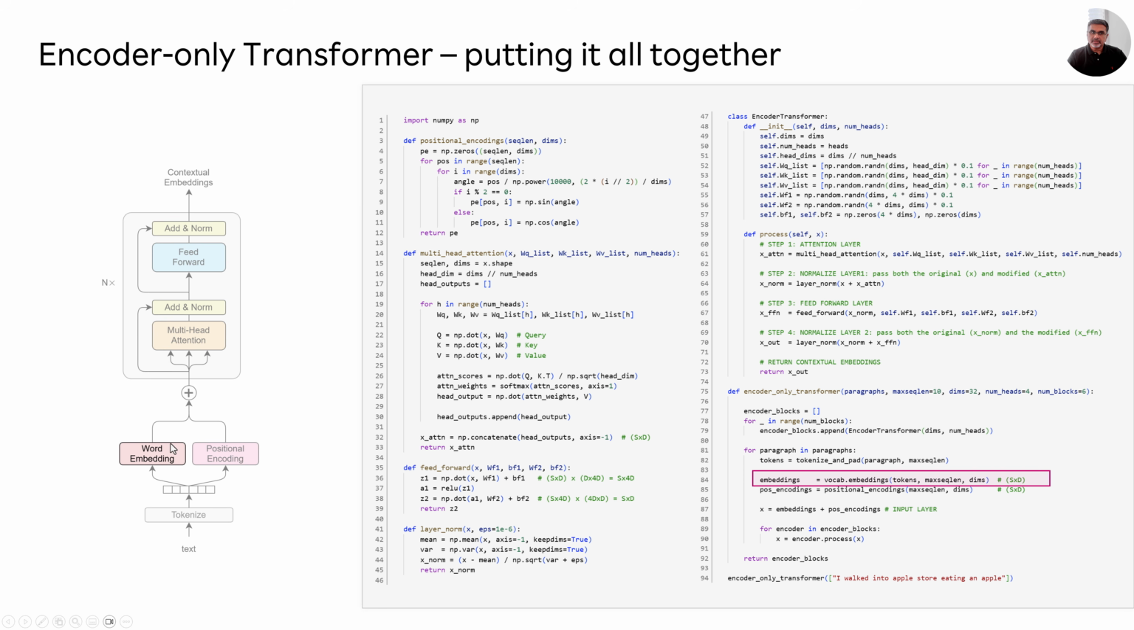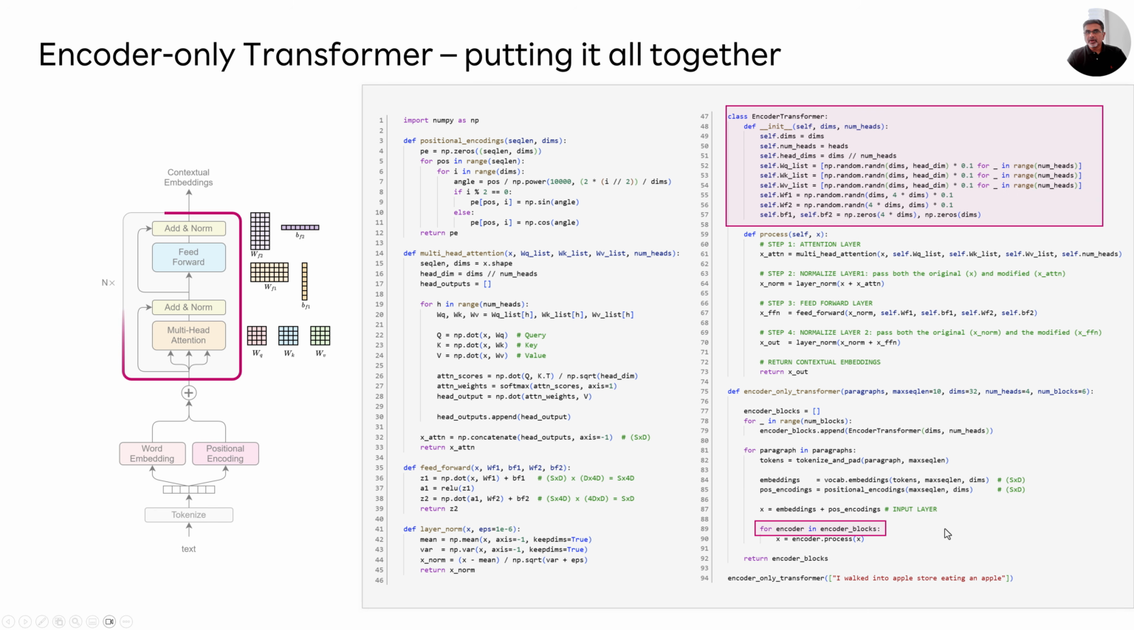So now let's look at this line here. The word embedding is the first one. You pass the input string, I walked into Apple store eating an apple. You tokenize it and pad it so that you hit the maximum sequence length of 10. You get the word embeddings, which gives you the S cross D matrix. Then you pass it through the positional encoding matrix, which is calculated using the sine and cosine I showed you. You get the positional encoding matrix, which is also sized S cross D. Now you add both of them up. This addition of word embedding plus positional embedding becomes your input X that you pass to the transformer block.